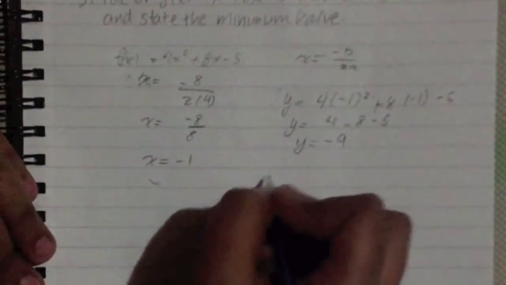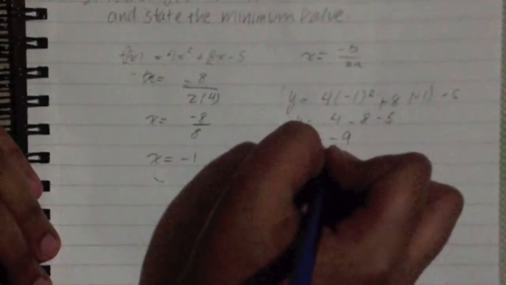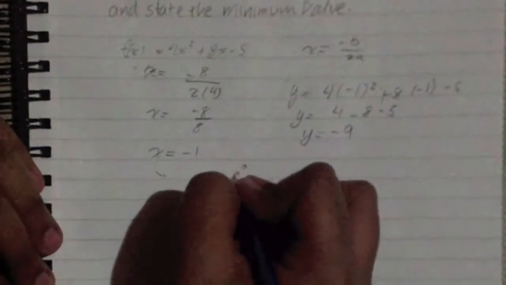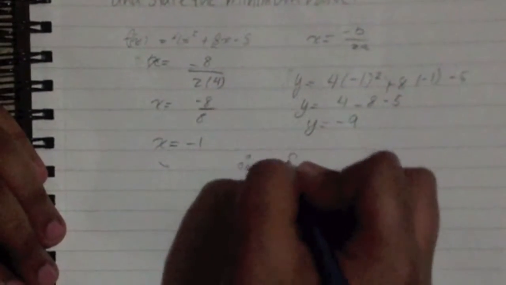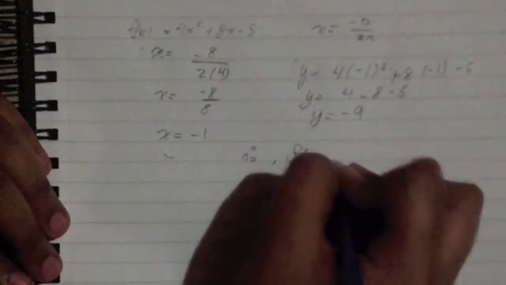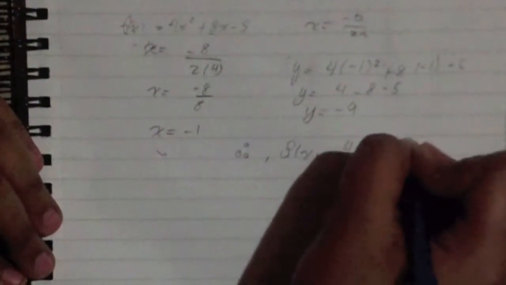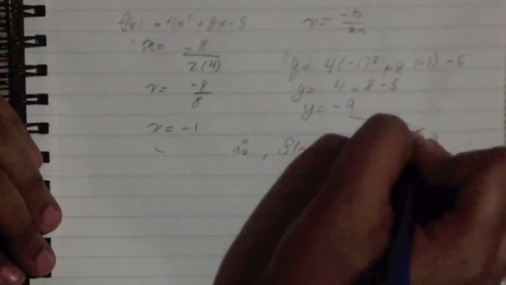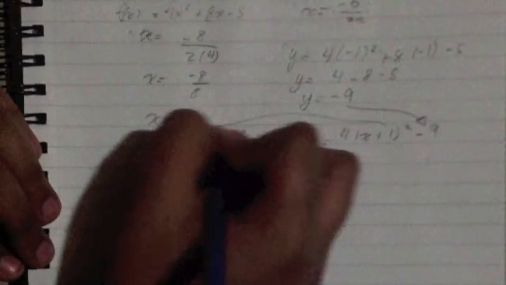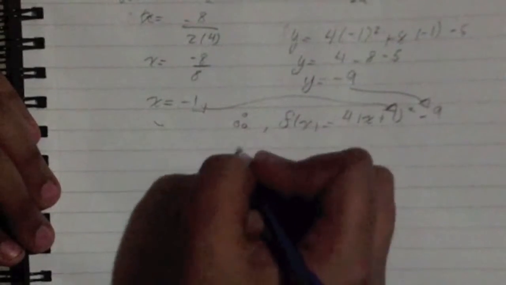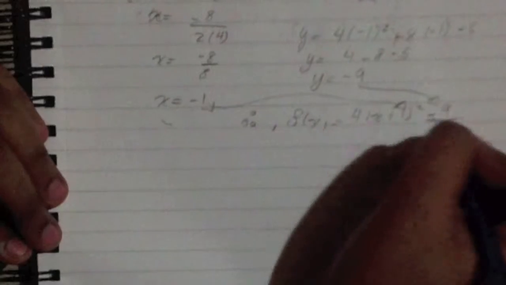So you're going to combine this number and this number, you're going to use both of them in making your equation, which would be f of x is equal to 4 times (x plus 1) squared minus 9. You see the 9 and the 1, it was negative 1, but when you put it inside the equation, it becomes a positive 1. And your min value is going to be your negative 9, because that's where your min value is located.